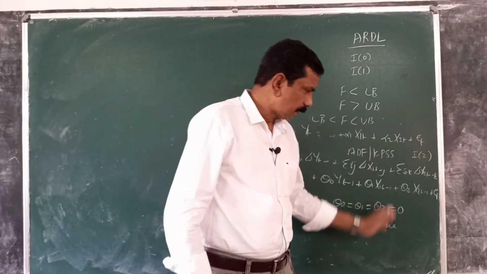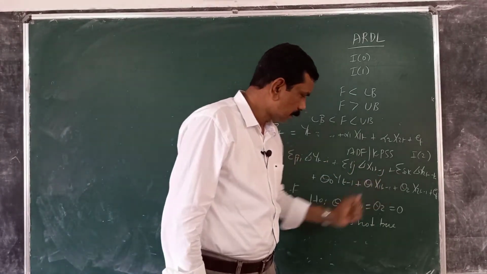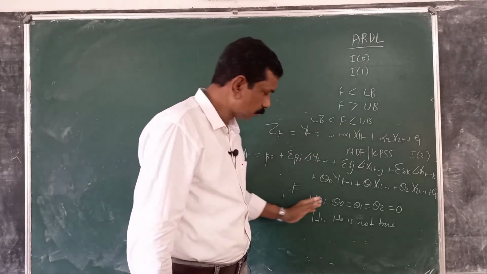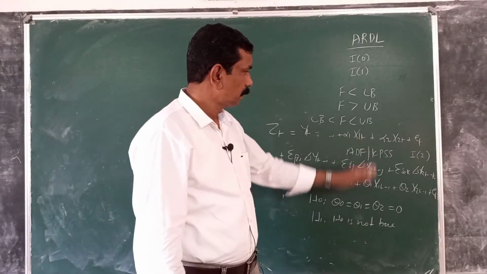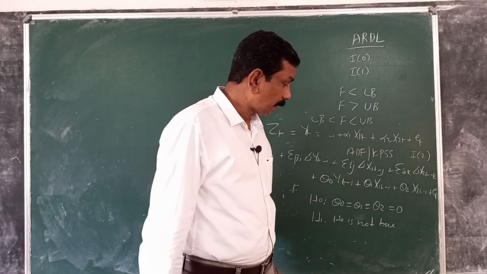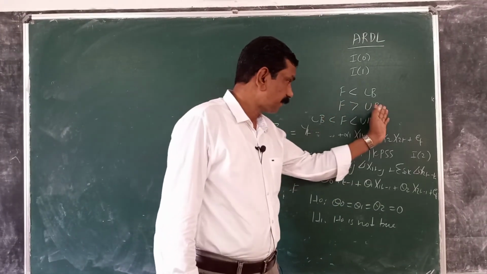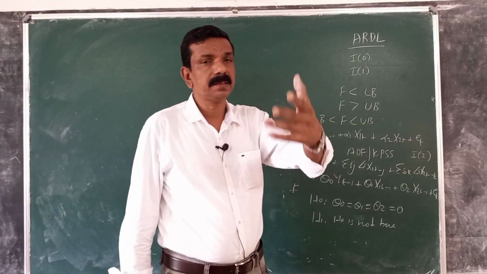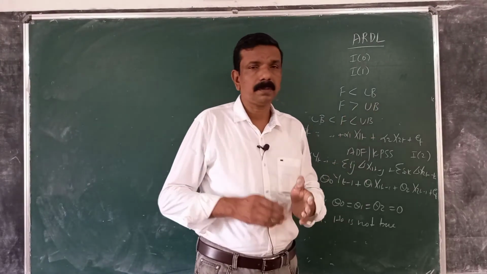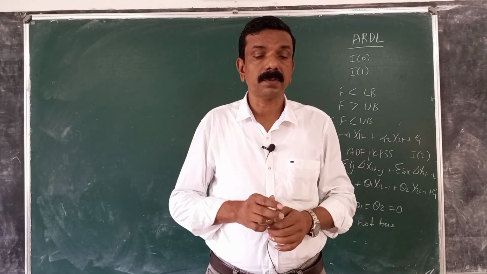So, this is the procedure. You formulate the model and use F to test this hypothesis. If F is less than the lower bound, there is no co-integration. F is less than LB means all are I0, no possibility of co-integration. F greater than upper bound, there is co-integration. Between these two, the test is not conclusive.